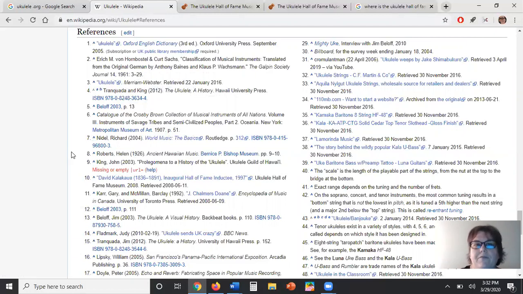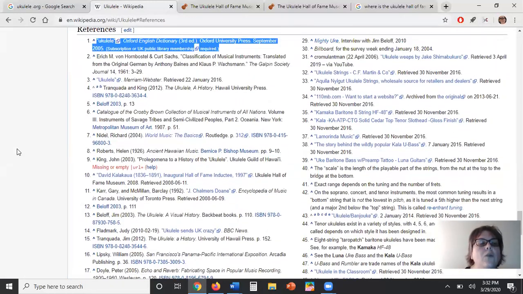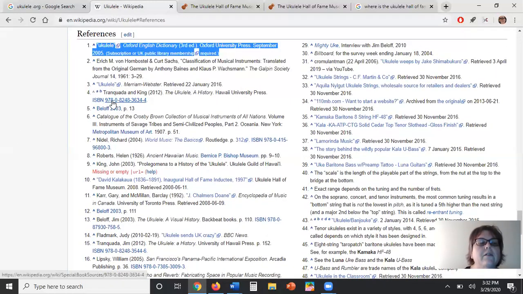Some of these are actual sources from scholarly journals. Some of them are research-based. A lot of them are more than just, say here, ukulele, the Merriam-Webster dictionary, right? And also the Oxford English. Some of them are actually articles and not just things that define. So I'm going to click on one too. There's one here. Where did I just see it?